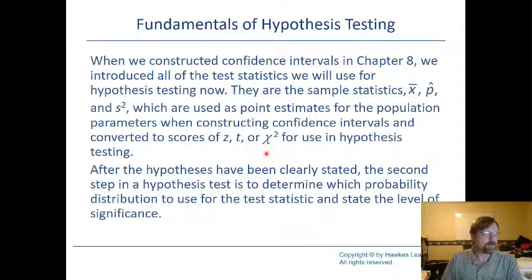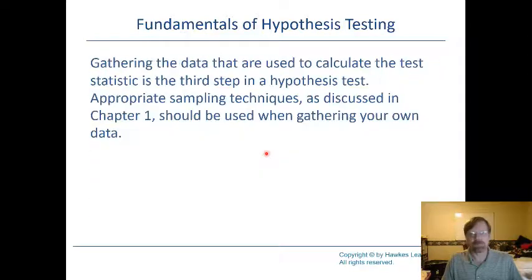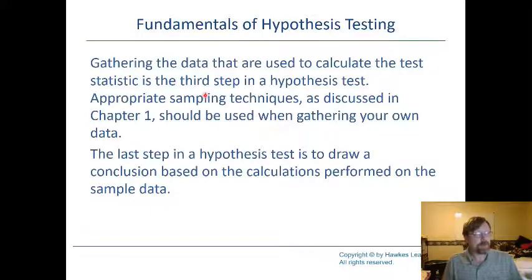So once our hypothesis is clearly stated, we need to figure out which distribution we need to use for the test statistic, and we need to know the level of significance. Then, gathering the data, we need to use appropriate sampling techniques as we discussed early on in the semester. And then you have to draw conclusions based on the calculations.